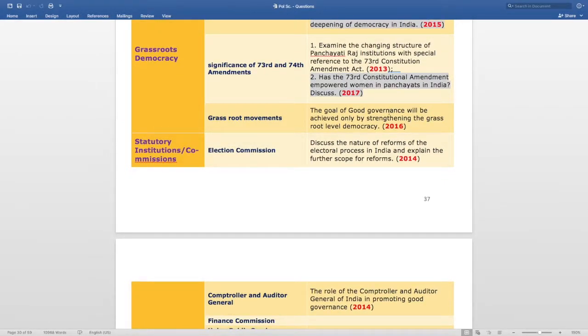The next subtopic is Grassroot Movements. The question asked from this section is: the goal of good governance will be achieved only by strengthening the grassroots level democracy. It is asked in 2016.